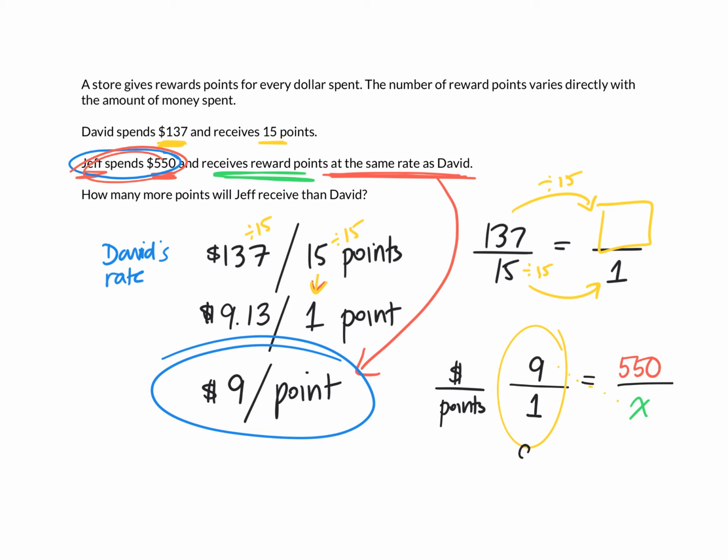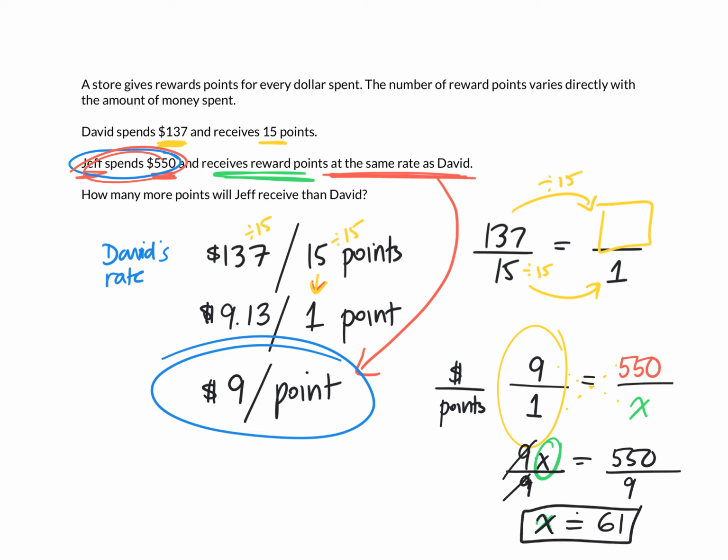9 times x is equal to 9x, and then 1 times 550 is equal to 550. I'm trying to isolate for x. We're trying to get this variable by itself. 9 multiplied by x, opposite of multiplication is division. So we would divide that by 9 on the left side, reduces to 1, which means we have to divide the 550 by 9 as well. When we take 550 divided by 9, we get approximately, we round it to 61.